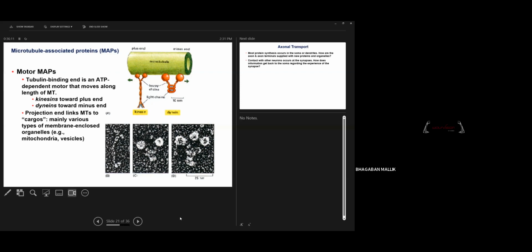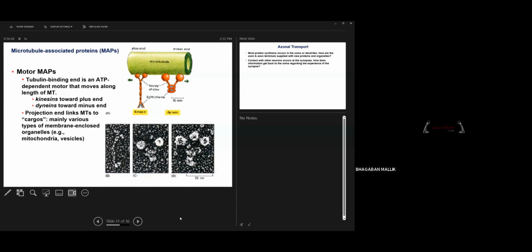So let us talk about some of the microtubule associated proteins and how they help in axonal transport. This is a cartoon showing the structure of the microtubule, consisting of alpha and beta tubulin. You have the plus end, the growing end, and the minus end, the depolymerization end. The depolymerization happens here. The loss of alpha and beta tubulin happens here. And the microtubule is associated with two sets of motor proteins, which are regulated by ATP. These are kinesin protein and dynein protein.